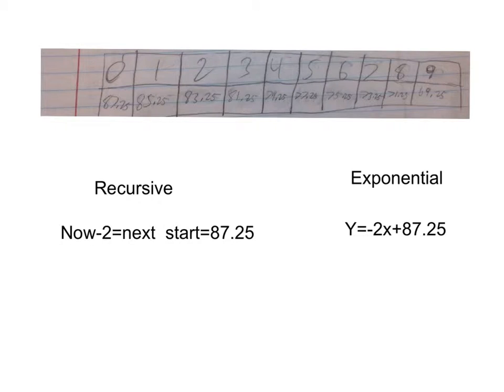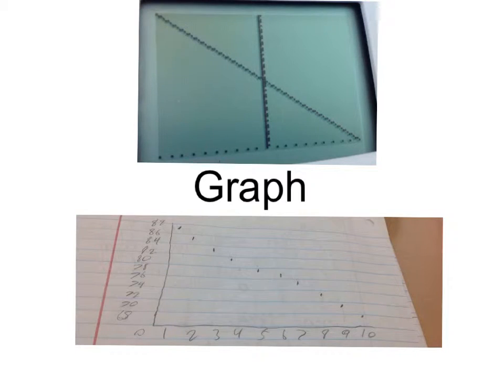He starts with $87.25. In the exponential rule, the $87.25 is how much money he starts with. The minus 2x is he subtracts $2 from this amount every week. This is the graph showing the amount of money that Joey has each week, and it is decaying and it's linear, so there's a straight line.